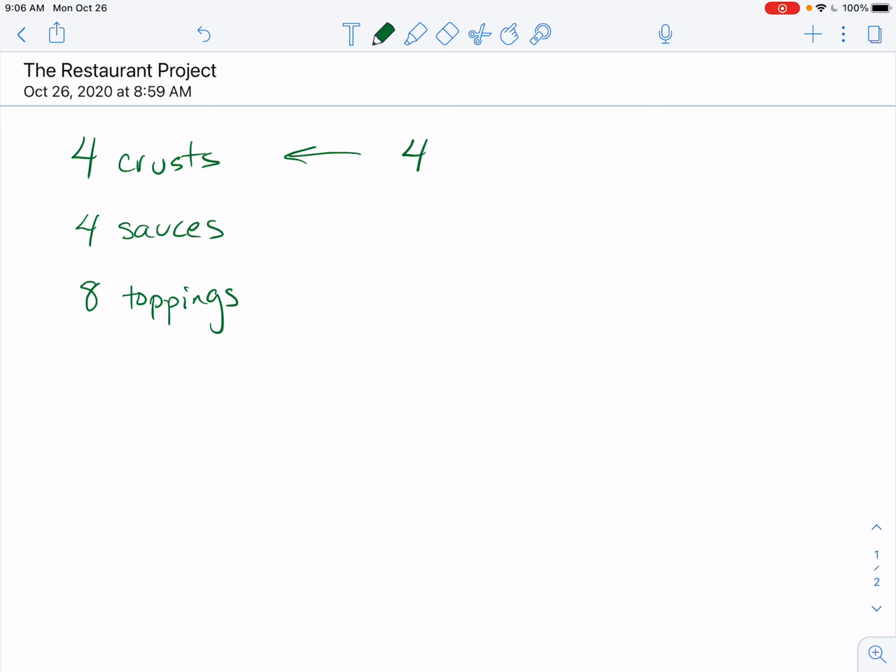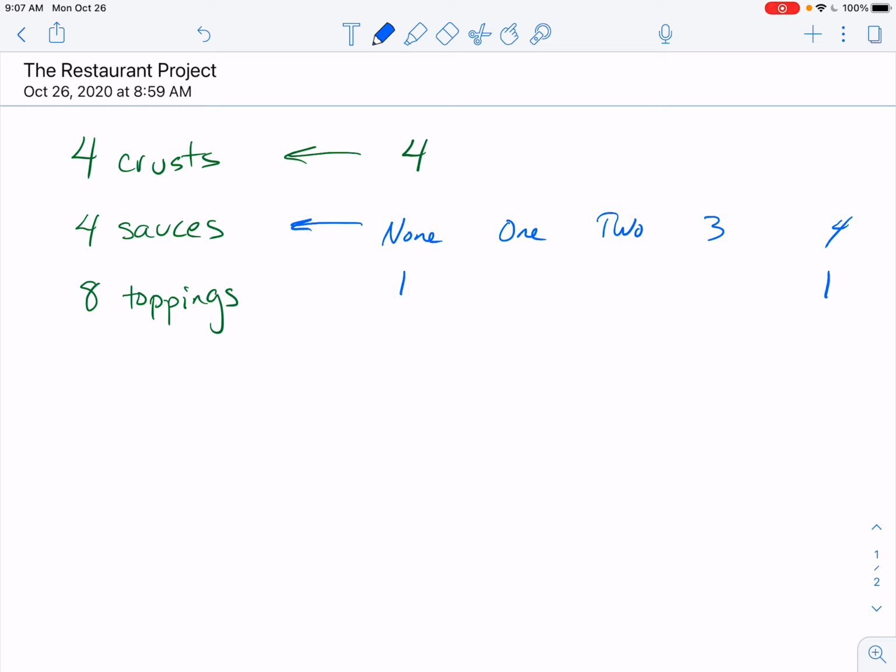Now with the sauces, what happens here is that you could choose none of them. You could choose 1, you could choose 2, you could choose 3, or you could choose 4 of them. Okay, there's one way to choose none of them. You have no sauces, you're done. You have one way to choose all 4 of them. And so you could have all 4. I mean, it might taste terrible, but you could have all 4 and you'd be done.